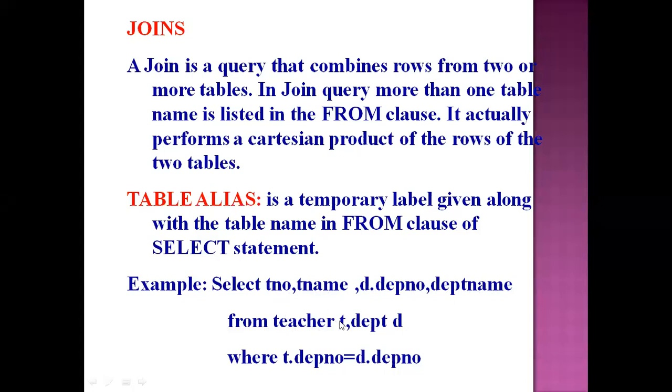Just like your name written in school is different from your nickname at home, this is the original table which is created in the database. Here it is a temporary name, an alias name given to that table, a short name. After from, you use, after a space, teacher T, comma, department D. Where T dot department number equal D dot department number. Both the values, the department number from the teacher table and the department number from the department table, will be matched and it will select the values.